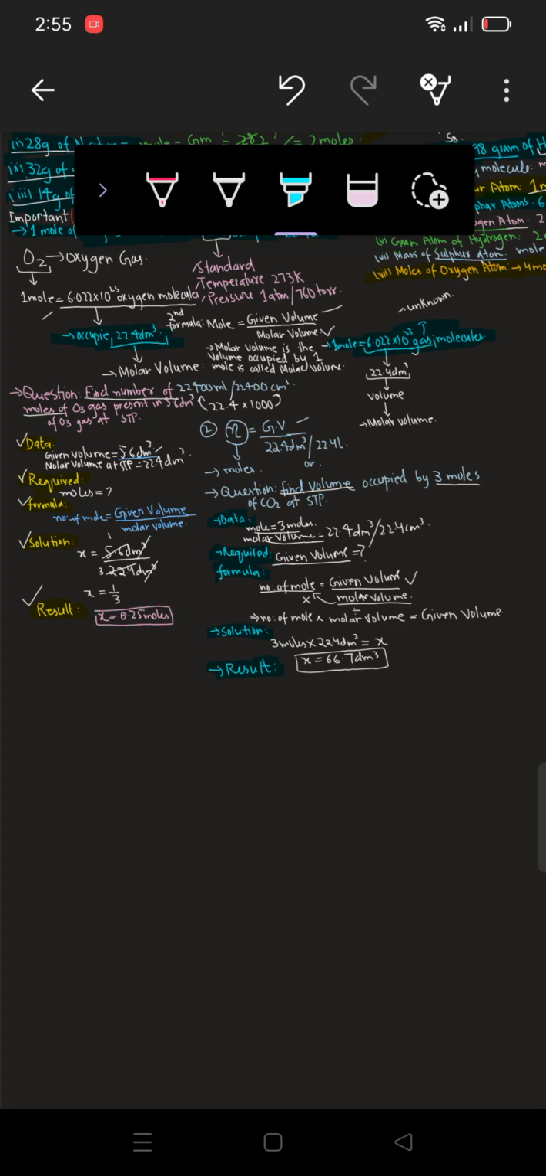where the molar volume of any gas at STP would always be equal to 22.4 dm cube or 22.4 decimeter cube or liter. And when you'll be writing that in milliliter or centimeter cube, you're going to write 22,400 centimeter cube or 22,400 milliliter.